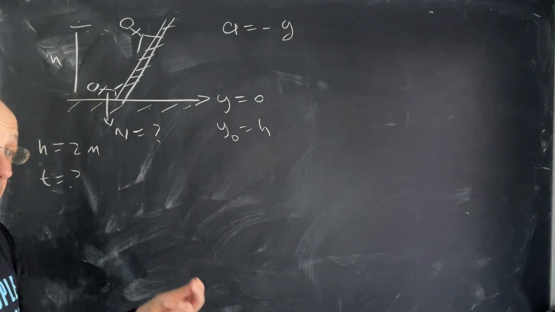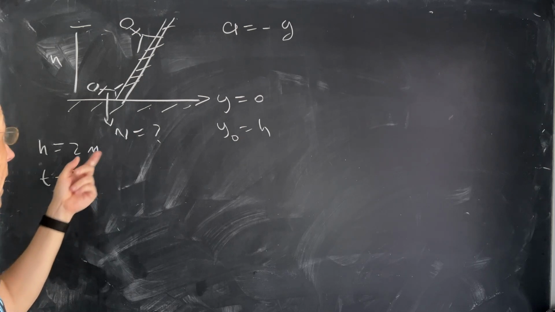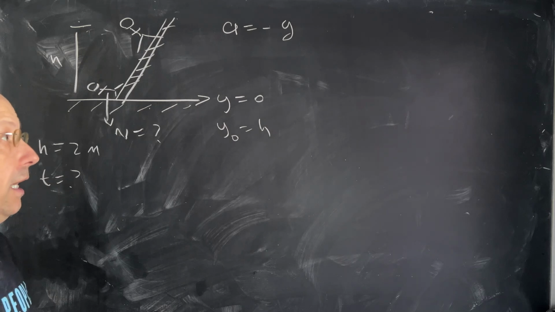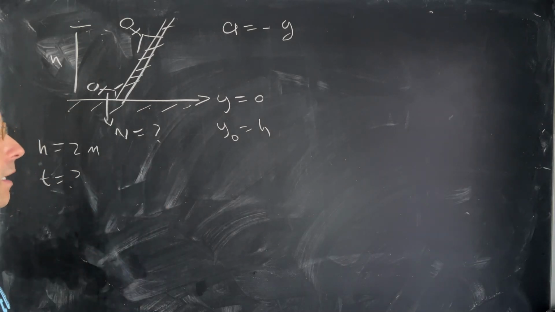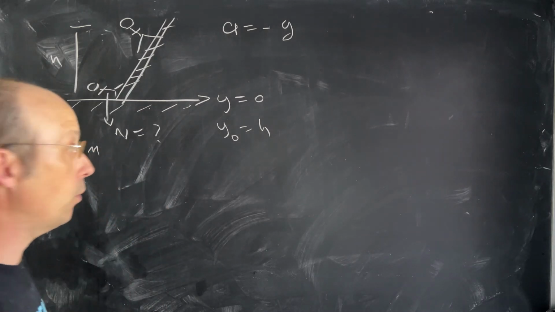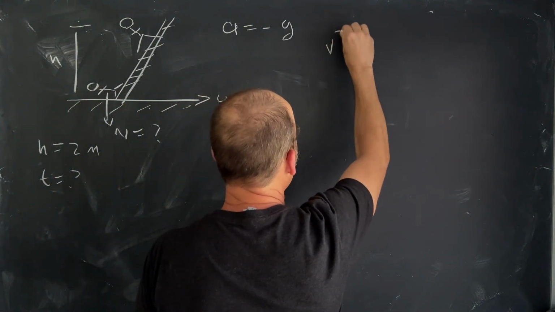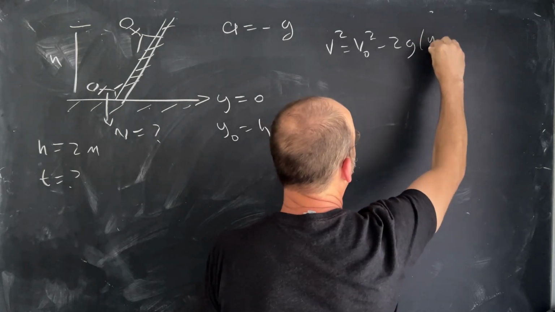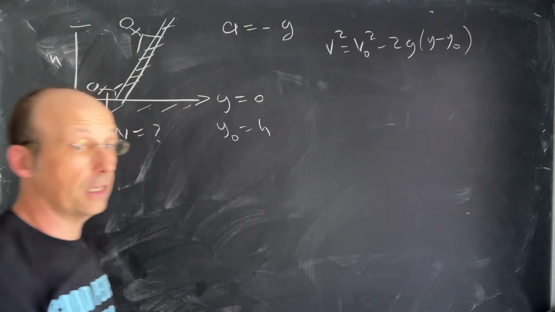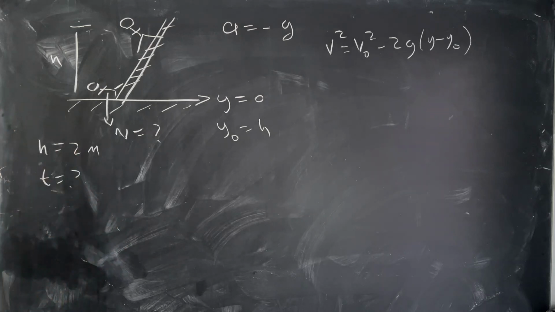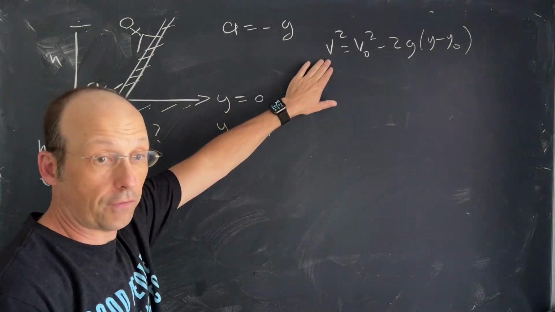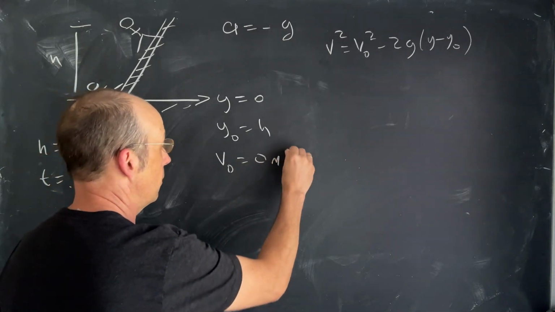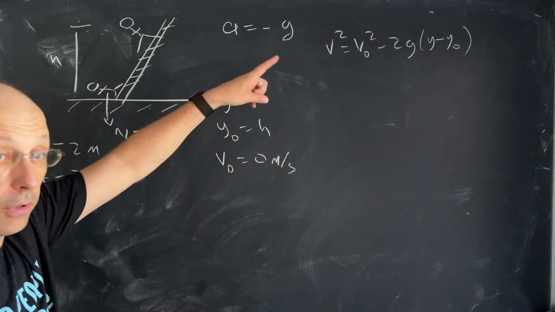Now from that, is there any equation that has the final velocity? Yes. There are 2 ways to do this. I'm going to do it 2 ways. The first way is the logical way: I'm going to take the kinematic equations, and here's one of them. v squared is v0 squared minus 2g(y minus y0). This is an equation that does not have time in it. If I'm looking for the final velocity, it has the final velocity. It has the initial velocity, which I also know. He starts from rest.